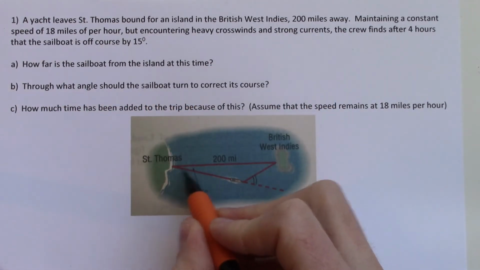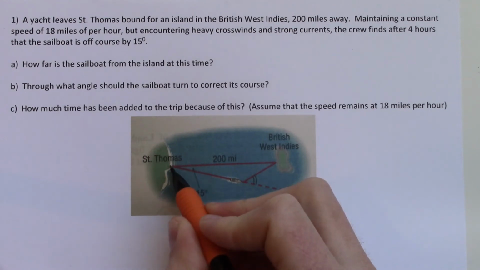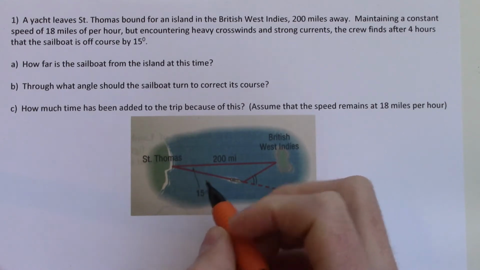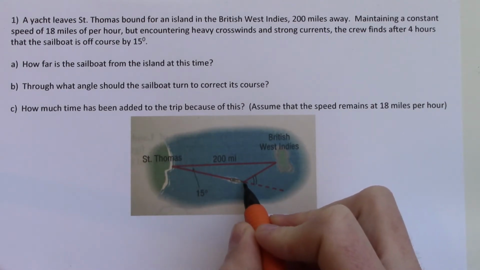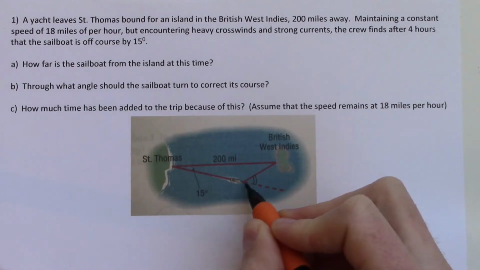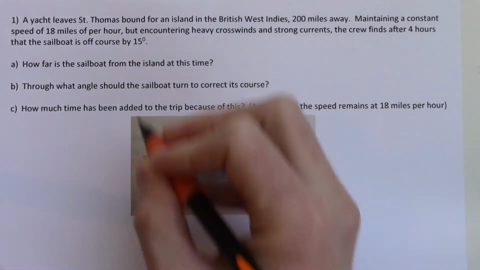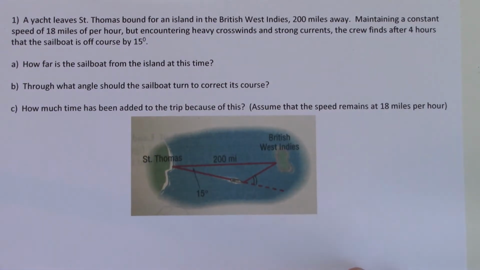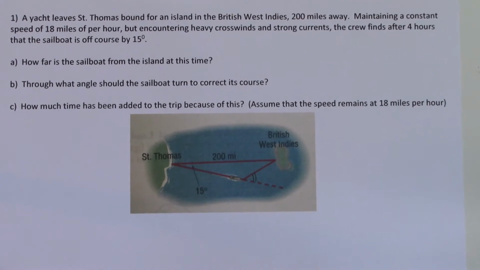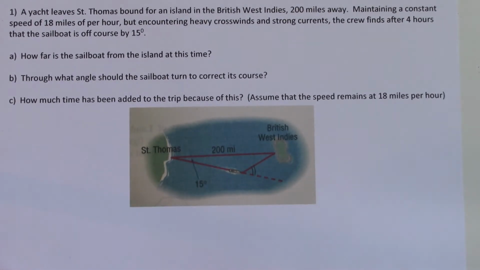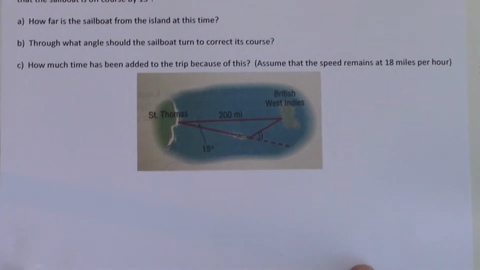So we've got this little diagram. It looks like it's supposed to go from St. Thomas to the British West Indies. It's pushed off course by 15 degrees, represented in this little triangle they drew. And here's the boat. If it keeps going in that direction, it's going to miss the British West Indies. So it's got to turn, and the first question is, how far away are you from the British West Indies? So I'm going to move this paper up so that you can't see everything, and I'm going to redraw this picture so that we can start working on this and make sense of it.